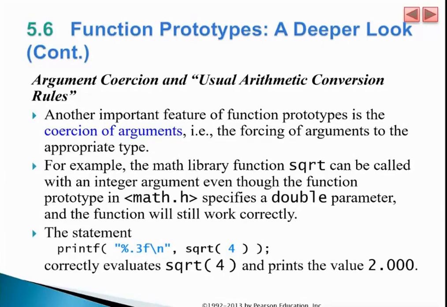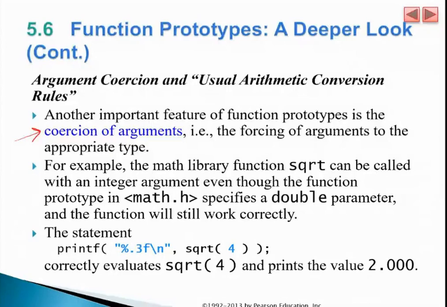Now let's see argument coercion and the usual arithmetic conversion rules, right? Another important feature of function prototyping is coercion of arguments, that is, forcing of arguments to the appropriate type. Now this is a very important point. Somebody is asking why to use a prototype; maybe we can define the function beforehand, before using it, so then there is no need, right? So now let's see one important feature.